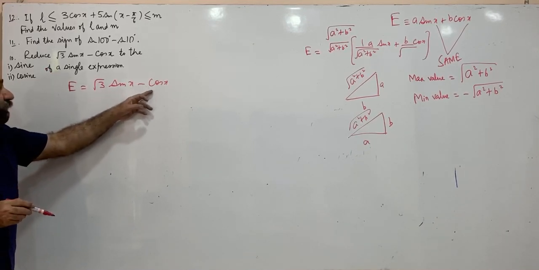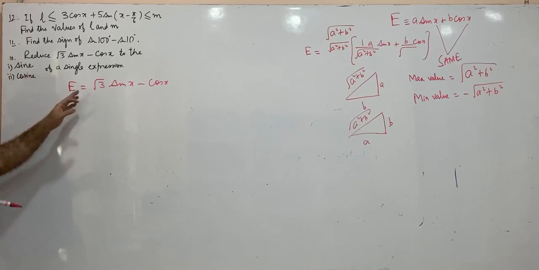The expression is root 3 sin x minus cos x. First of all, we have to change this to sine of an expression.